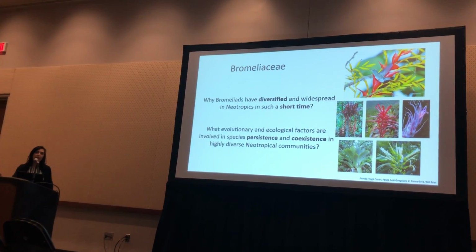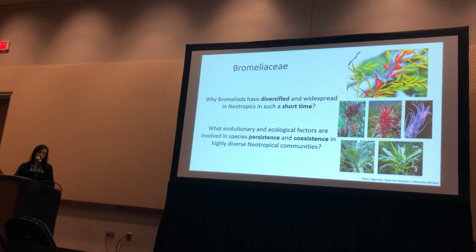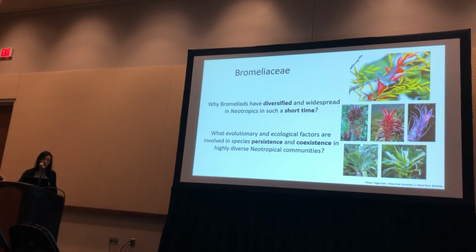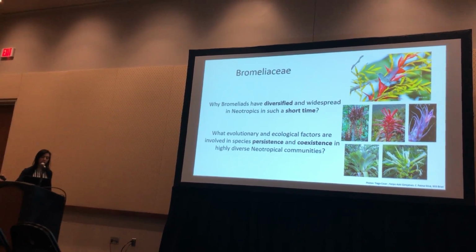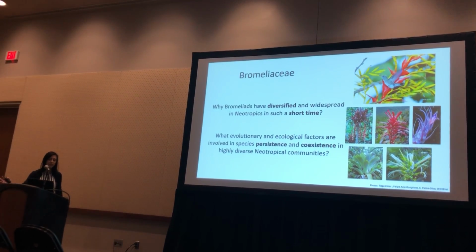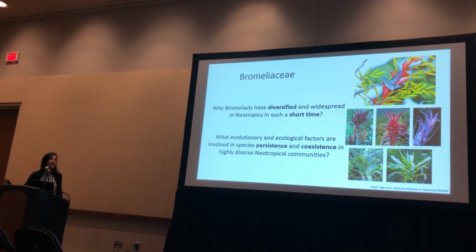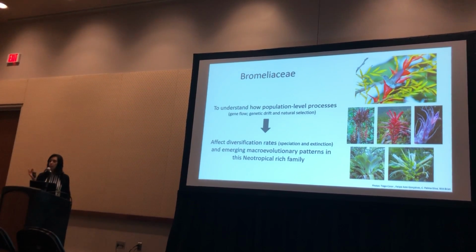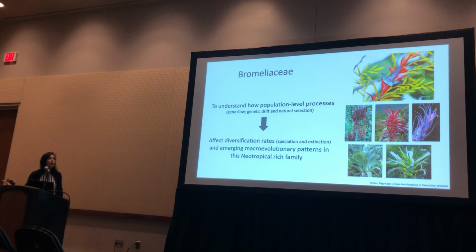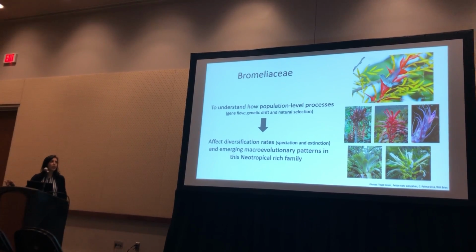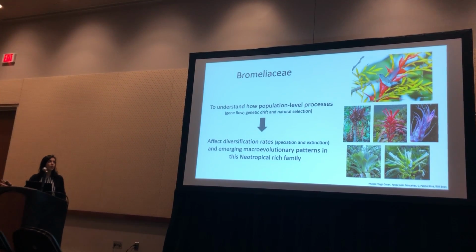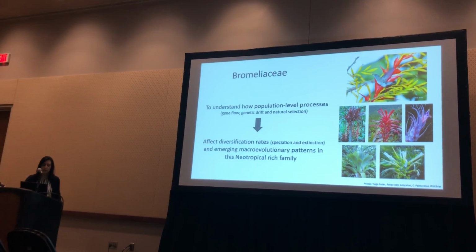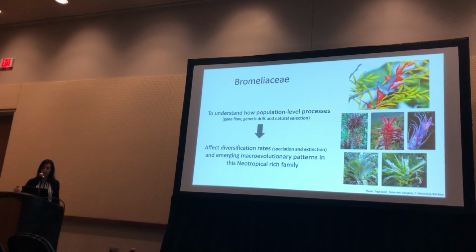In thinking about the Bromeliaceae, what we want to understand is why bromeliads have diversified and spread in the neotropics in such a short time, and what evolutionary and ecological factors are involved in species persistence and coexistence in a highly diverse neotropical community. To answer those two also broad questions, we want to understand how population level processes, gene flow, genetic drift, and natural selection affect diversification rates and emerging microevolutionary patterns in this neotropical rich family.